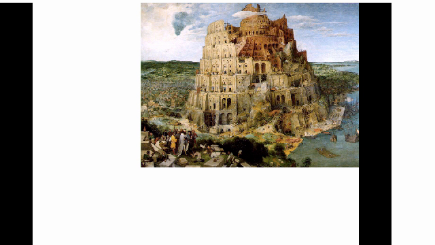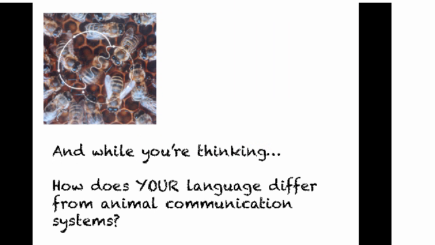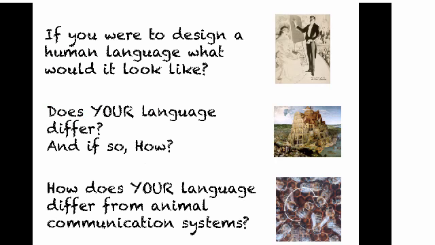The second thing I want you to think about is how your actual language differs from that ideal that you came up with. We'll talk about the Tower of Babel later on. The real me will be in charge for that one. And while you're thinking, why don't you also think about how your language differs from animal communication systems? So, get started. You have 3 questions to think about.